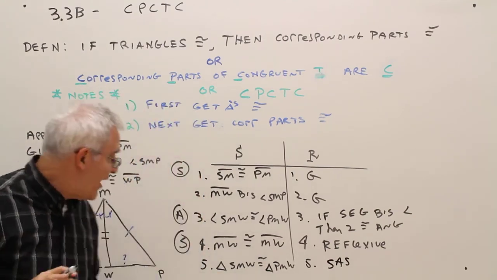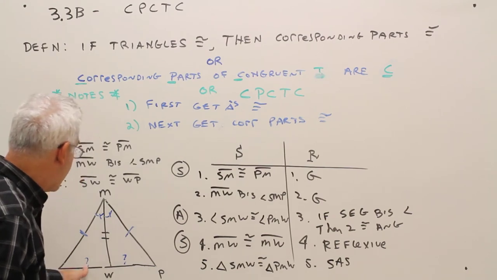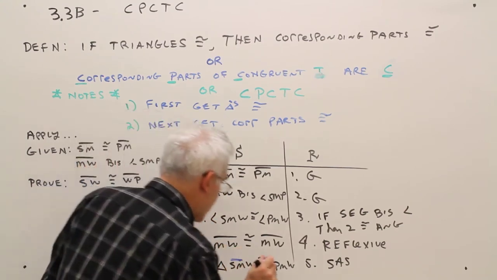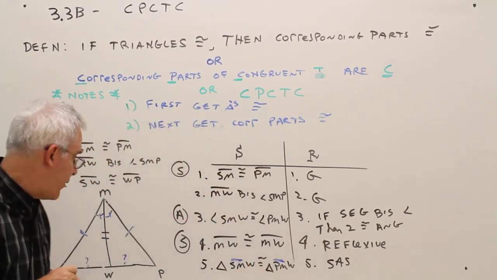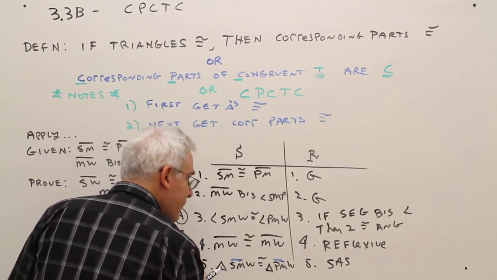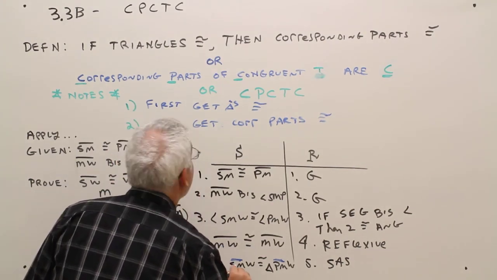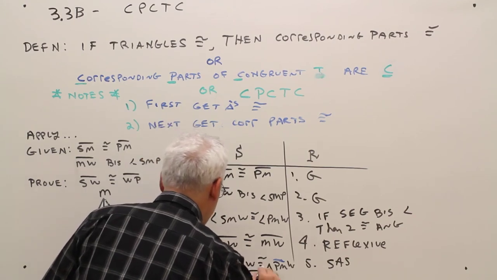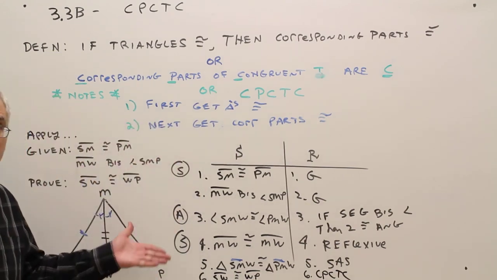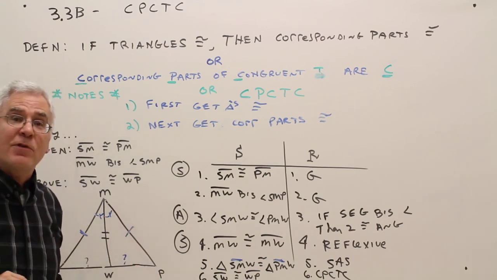And once I get the triangles, then I can get all 6 parts. Which parts do I care about? SW to WP. Let me show you how that's going to work. First 2 letters to first 2 corresponding letters. All right, I'll try to squeeze this in. So 6, hopefully you can see it. SW is congruent to WP, CPCTC. So there you have it, what CPCTC is and how to use it in a basic proof.